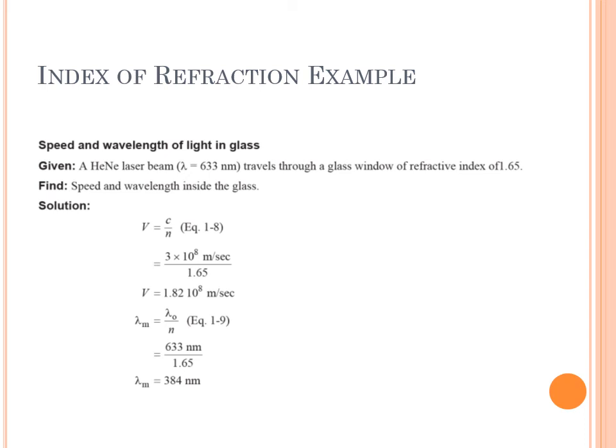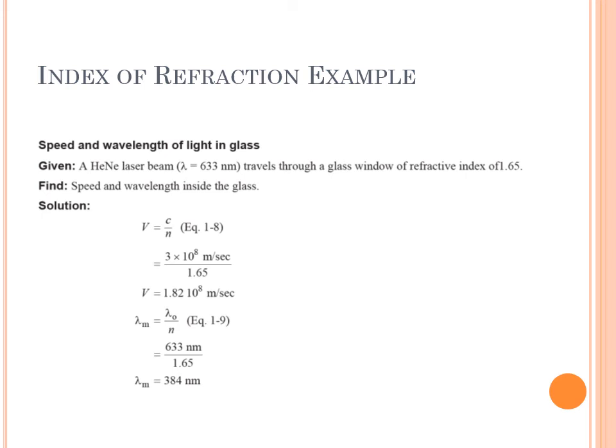If we rearrange the previous equation that we had, where n is equal to c over v, I could say v is equal to c over n. And we know that the speed of light, c, in the vacuum is 3 times 10 to the 8th meters per second. That was given on the previous slide. I divide that by my index of refraction of 1.65, which we're given in this problem, and we see that the velocity in that optical material, that glass, is 1.82 times 10 to the 8th meters per second.